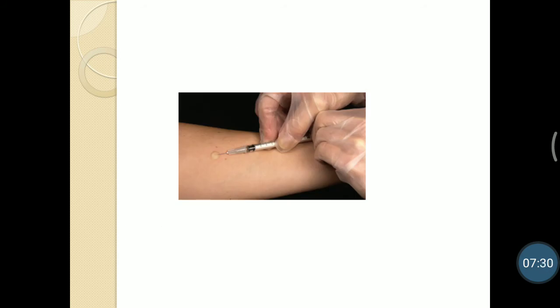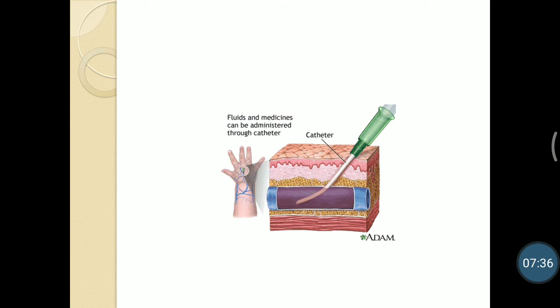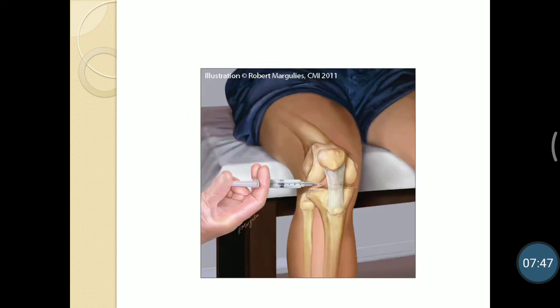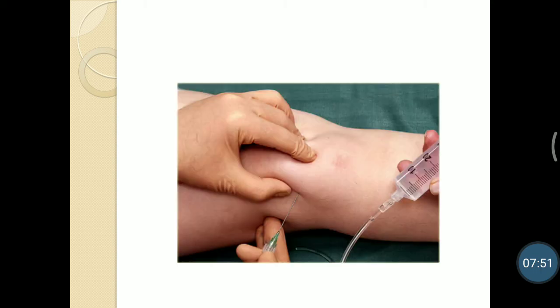We can see the actual injection of intradermal. This is a catheter placed in the intravenous route. We are injecting the drug near the spinal cord, that is called epidural injection or intrathecal injection. We are injecting the drug in the joint. You can see here.